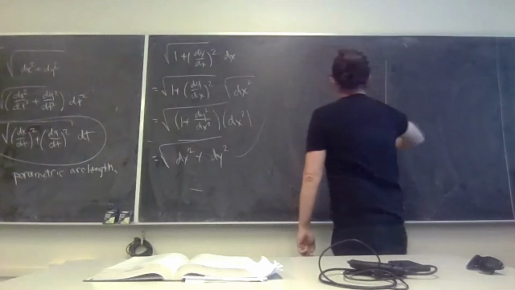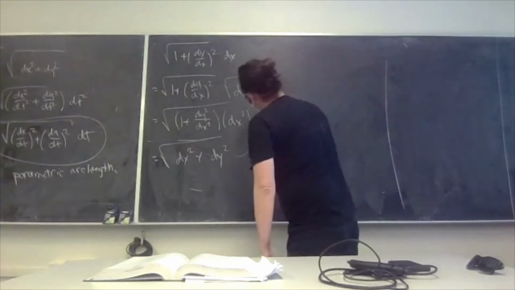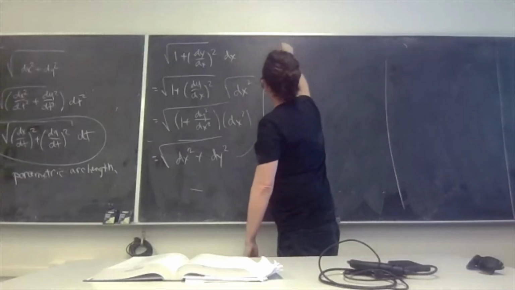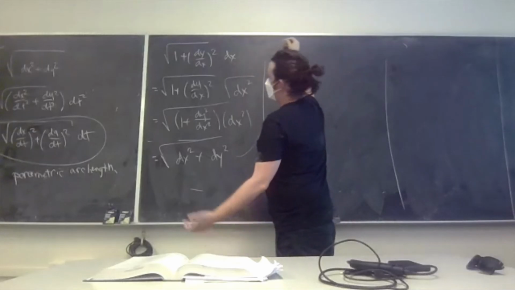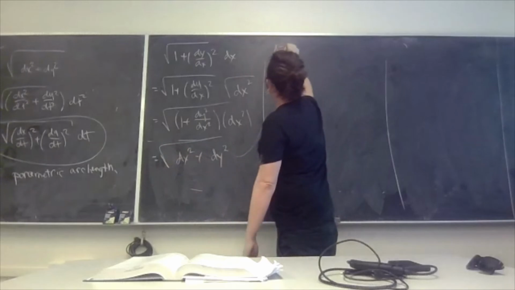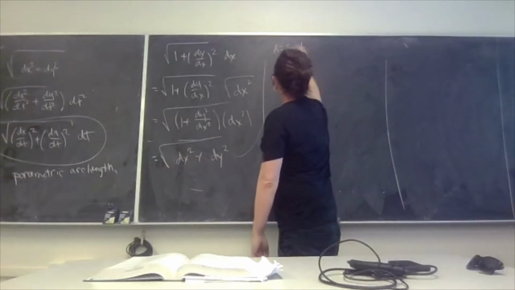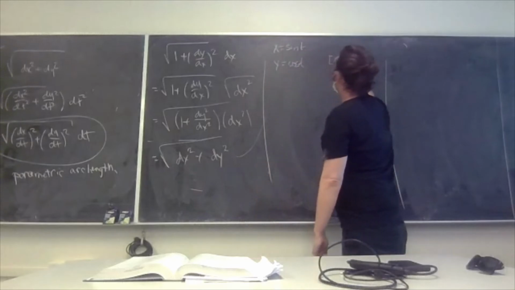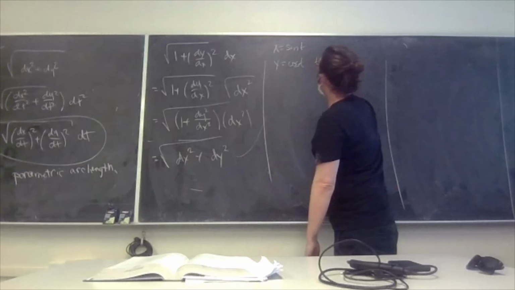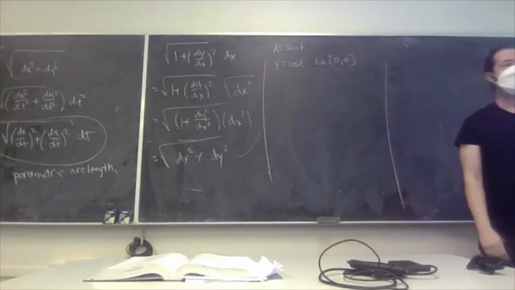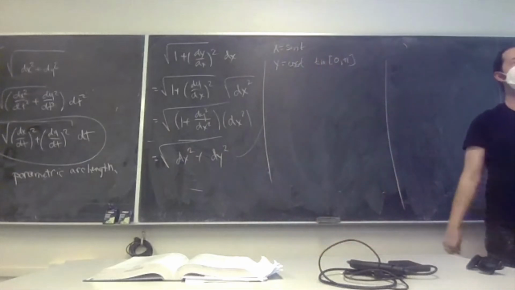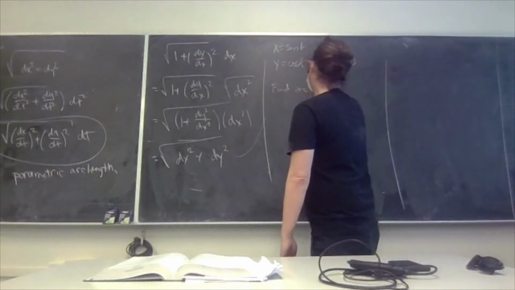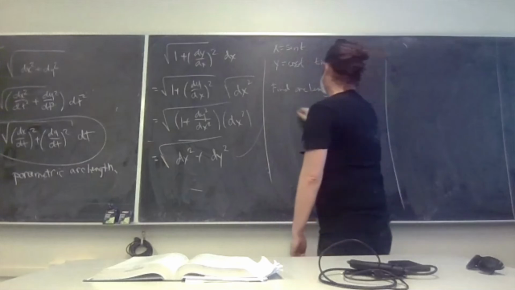Okay. So let's use our previous expression, and see if we can compute an example. Here's one. Suppose that x is equal to the sine of t, y is equal to the cosine of t, and t runs between 0 and pi. Find the arc length of the curve that is described. Find the arc length of the parametric curve.